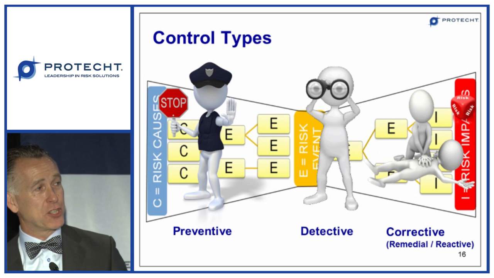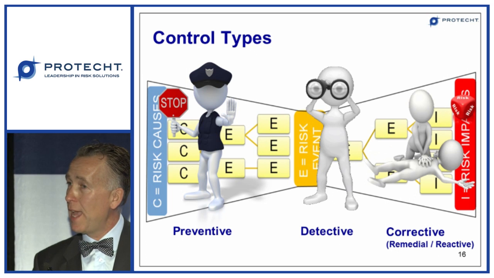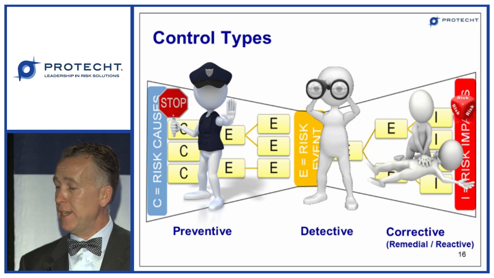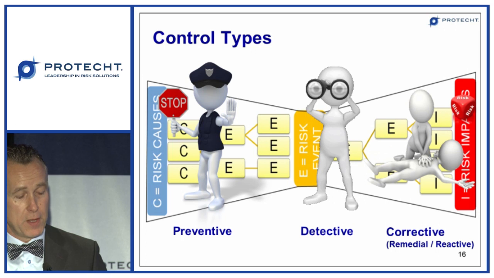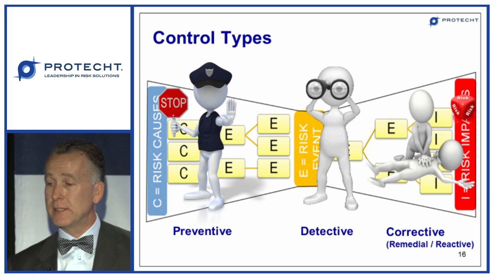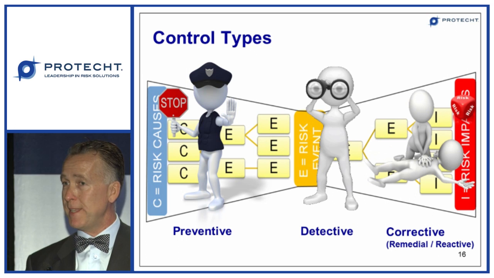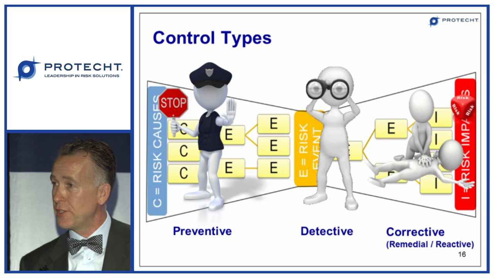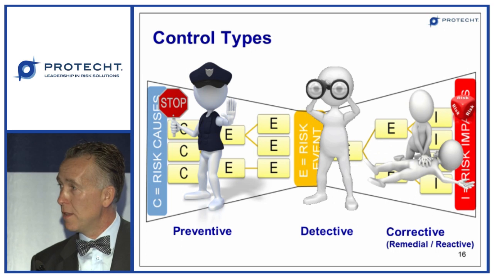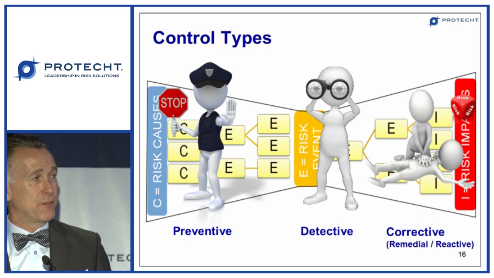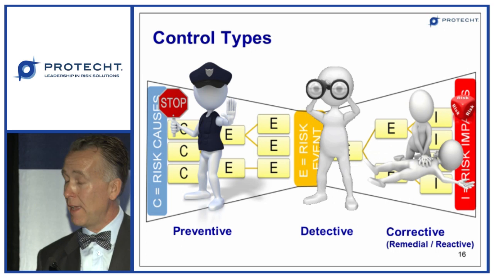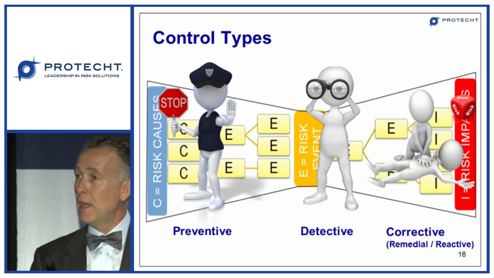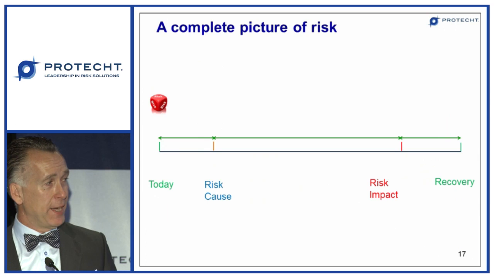Finally, if we miss the detection of it and it finally goes to impact, we now need to focus on minimisation of impact, which we call corrective, remedial or reactive controls. Now, what's important about those controls is that those towards the left generally are the cheapest and the most effective. That is the preventative controls. You will not understand those unless you go back all the way to the root cause. The next cheapest, the next most effective are detective controls, and finally the most expensive and the least effective are corrective controls.